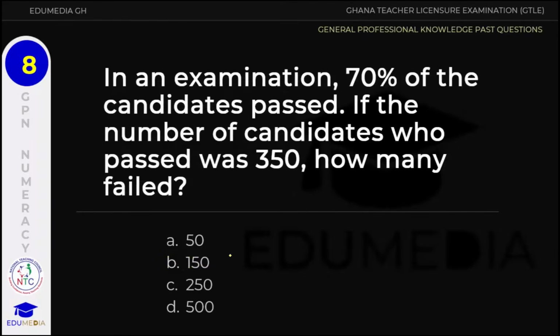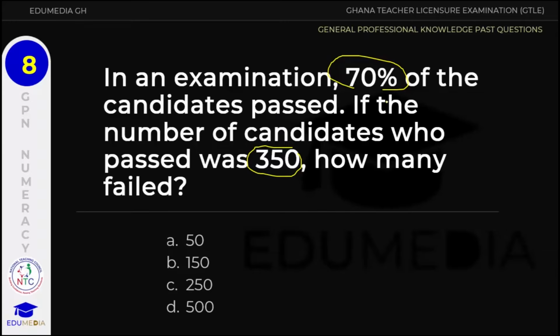Question number 8. In an examination, 70% of candidates passed. If the number of candidates who passed was 350, how many failed? This question is about percentages. This 70% is equivalent to this 350. All right, percentage-wise it is 70%.